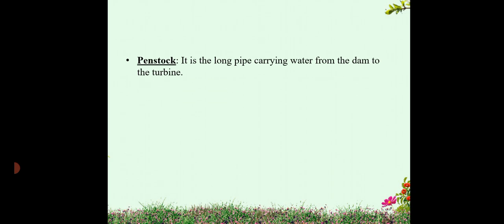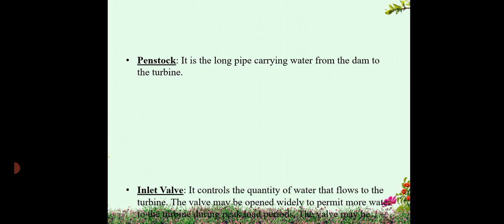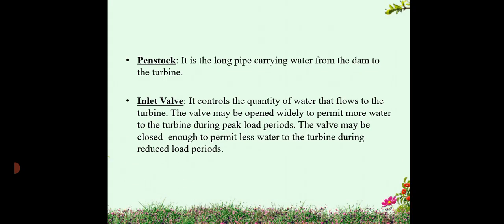Penstock. It is the long pipe which carries water from the dam to the turbine. Inlet valve. It controls the quantity of water which flows to the turbine. The valve may be opened widely to permit more water to the turbine during peak load periods. The valve may be closed enough to permit less water to the turbine during reduced load periods.